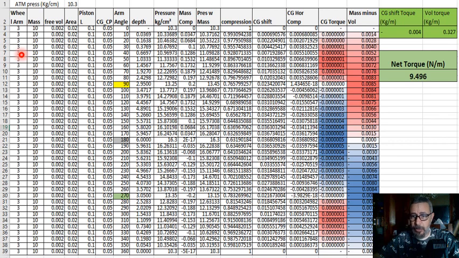Now that's very small, I know, but there are ways to make it more by playing with the atmospheric pressure, the length of the arm and the area of the piston. There are a lot of things that we can manipulate here to get the biggest torque for the smallest volume and the least overall mass. So that's it. That's the whole idea.